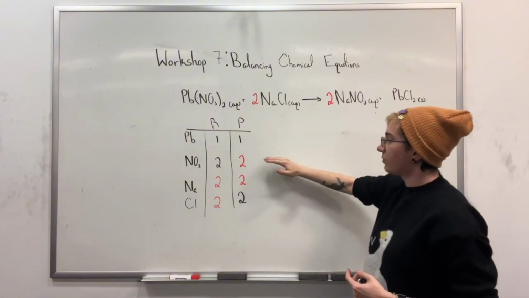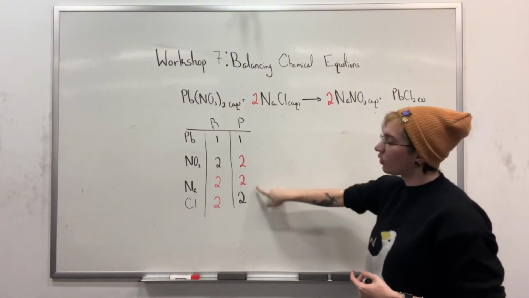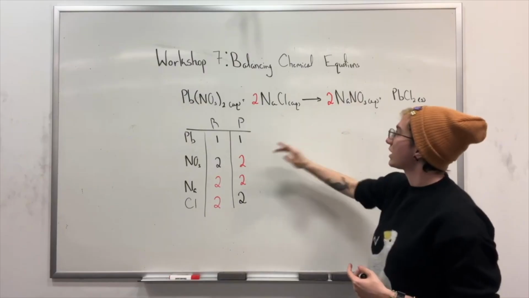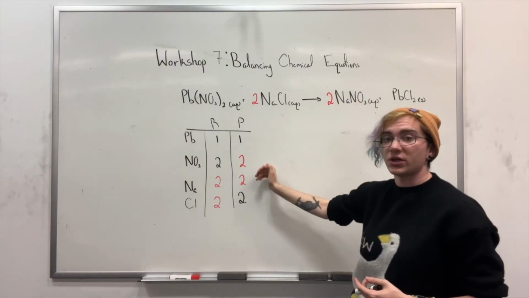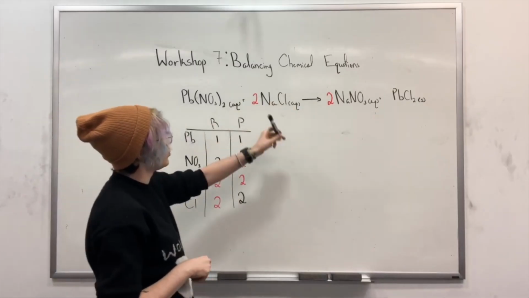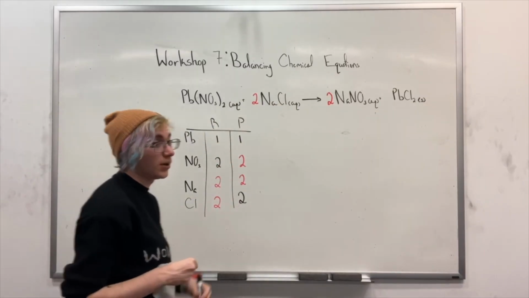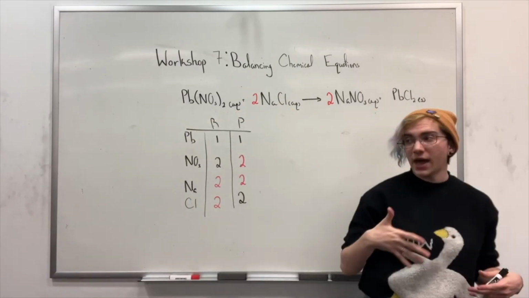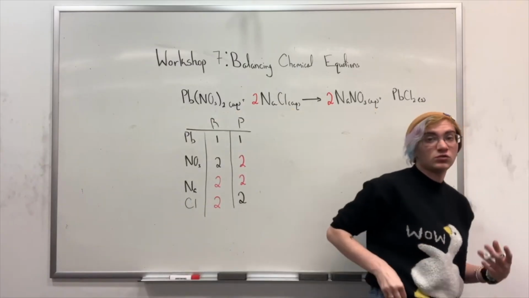We changed our nitrate from 1 to 2, but that also changed our sodium from 1 to 2. And so when we move to our reactant side, we would put a 2 in front of both the sodium and the chlorine. Both changed from 1 atom to 2 atoms, and that's exactly what we needed to balance the equation.